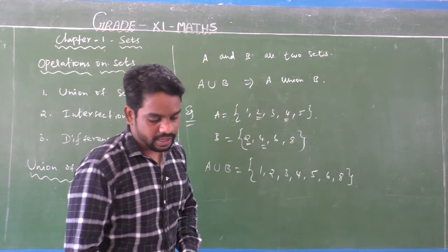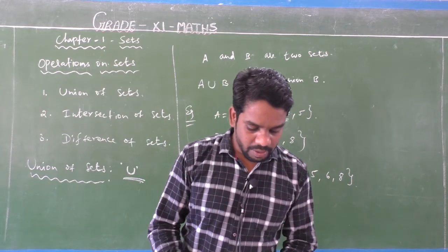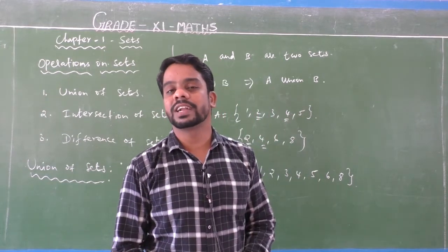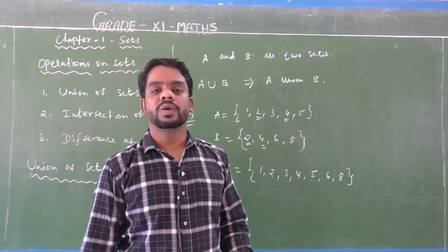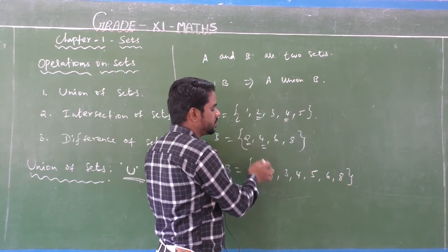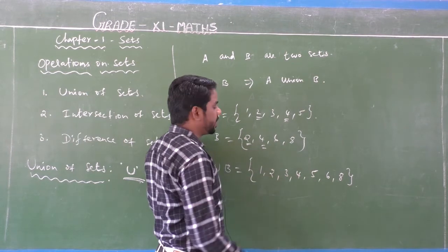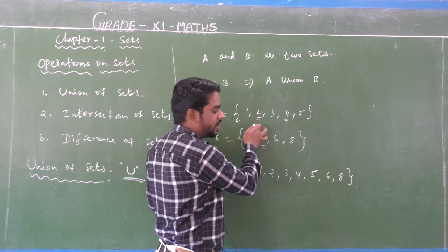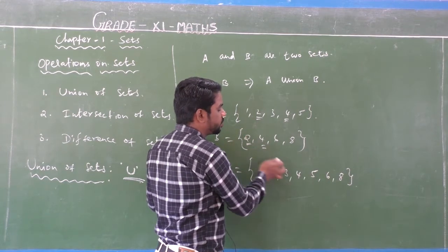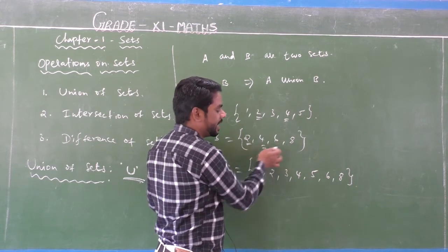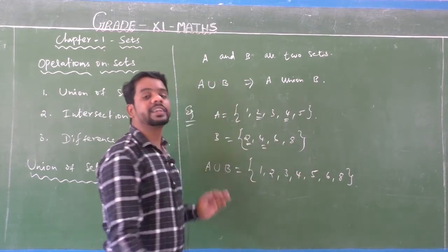6, 8. Listen, common elements are taken only once, very important. Here 4 and 2 are common elements, so they are taken only one time, 2 and 4. So the remaining elements 1, 2, 3, 4, 5 from A, and 4 and 2 as common elements, and the remaining 6 and 8 from B. So this is A union B.